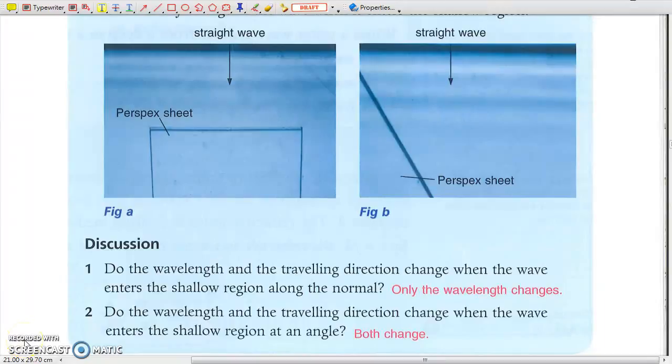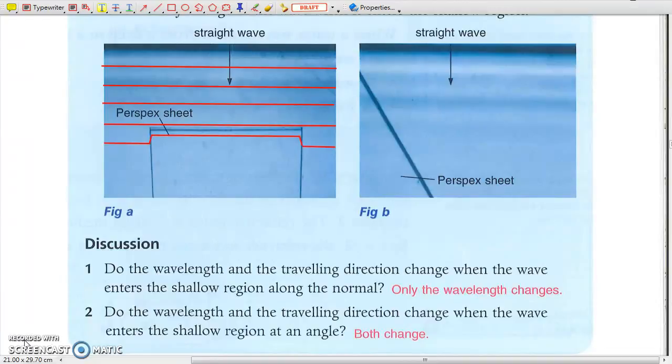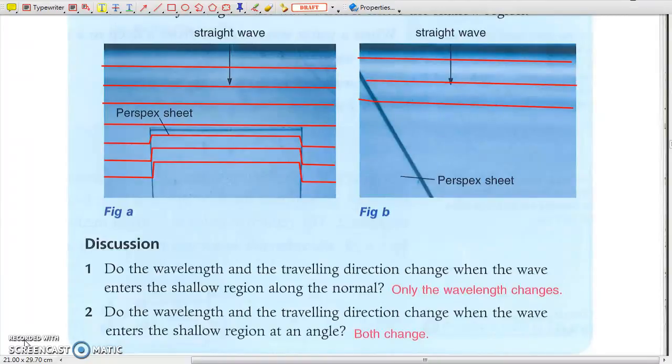From the video, we can see when the depth of water changes, the speed of water wave will change. Then a change in direction of propagation may be resulted.